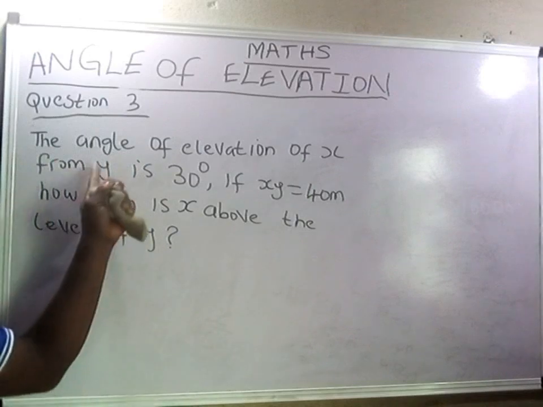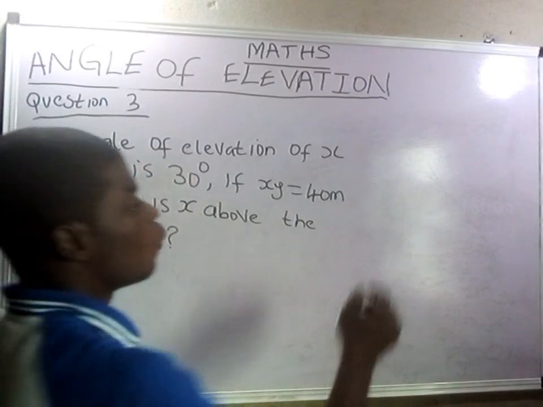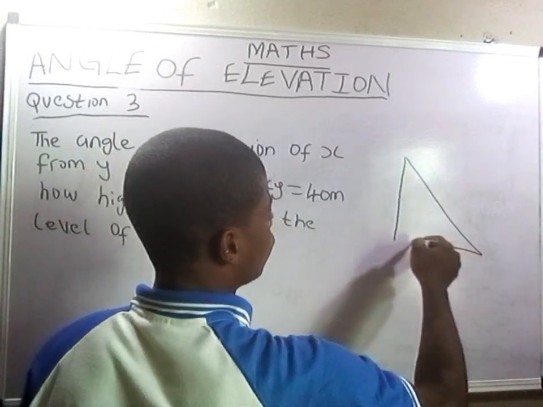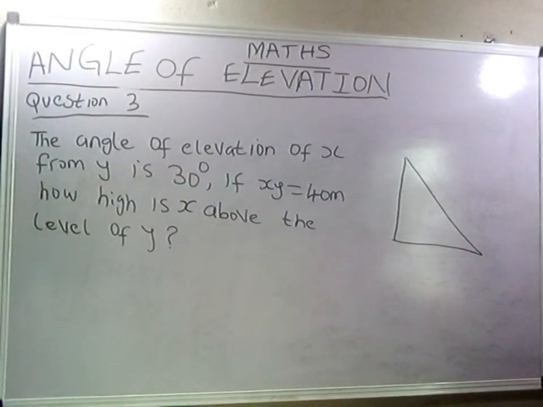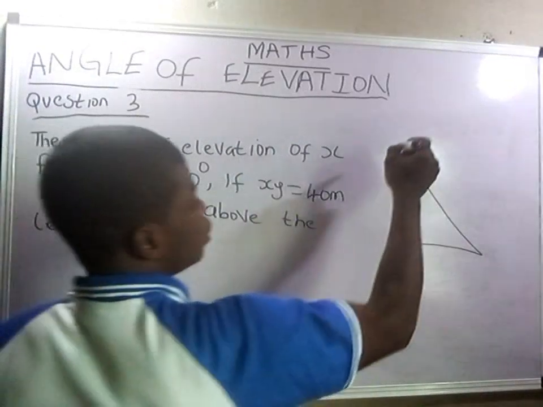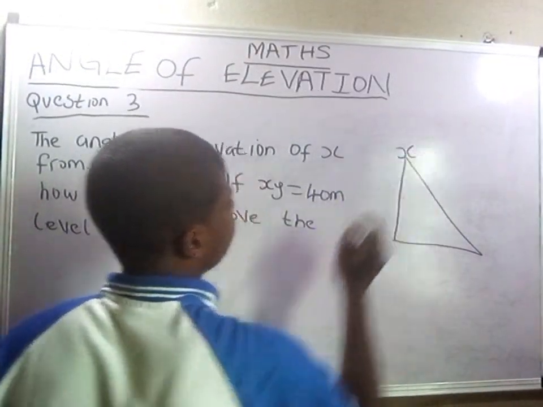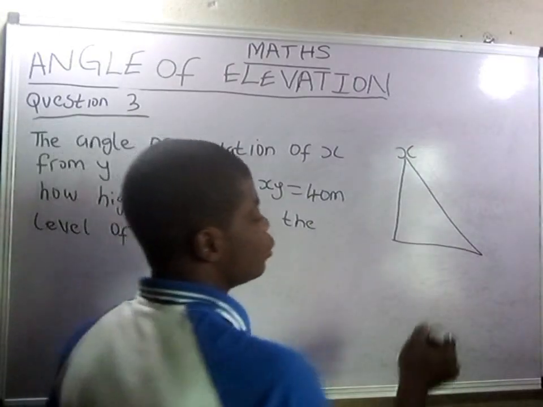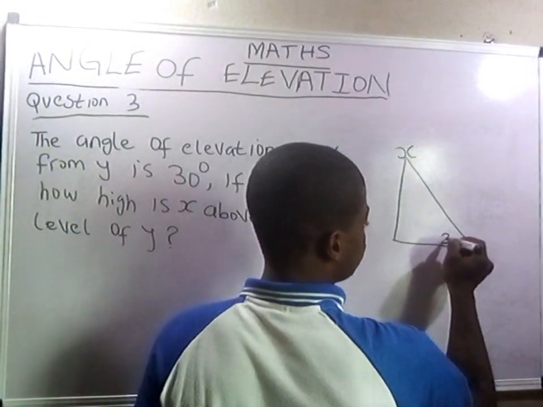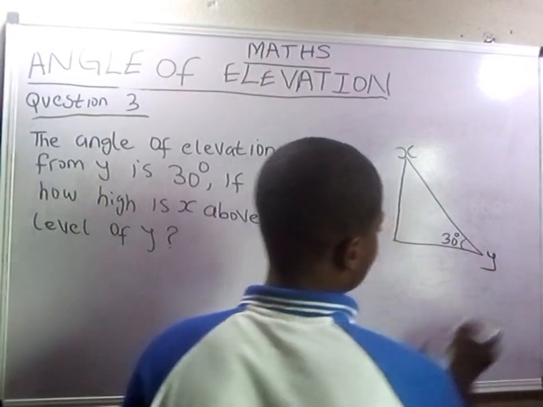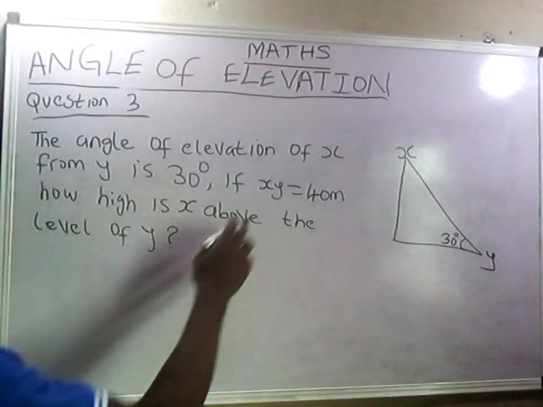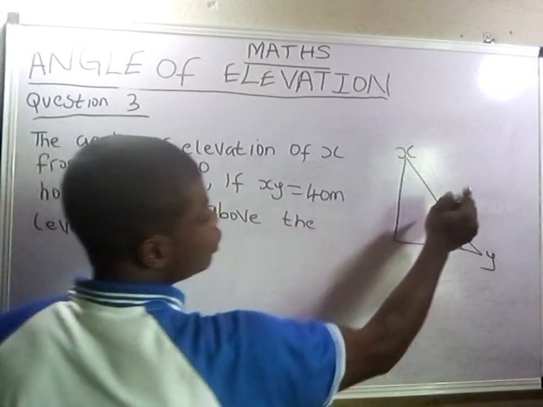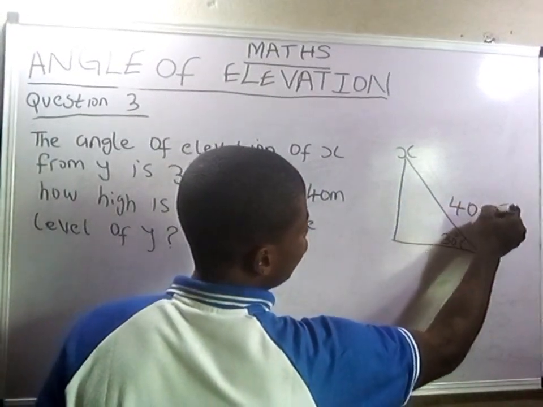From the first statement, first of all, we need the angle of elevation. It takes this form, of y to x. Here, the angle of elevation of x from y is 30 degrees. Looking at it, here will be your 30 degrees, which is y. If xy, that is this distance, is 40 meters, so it's 40 meters here.